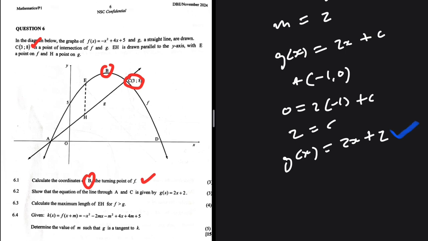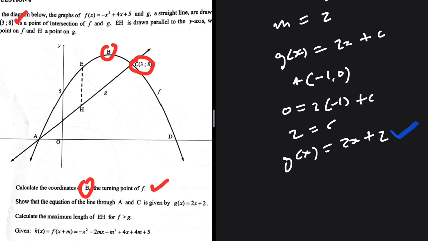In the diagram below, the graphs of f of x and g of x, a straight line, are drawn. C is the point of intersection of f and g. E is drawn parallel to the x-axis. And E, a point on f and h, are on g. Right. E, a point on f and h. Oh, okay. A point on g. Okay, I see that. But take a look at A.